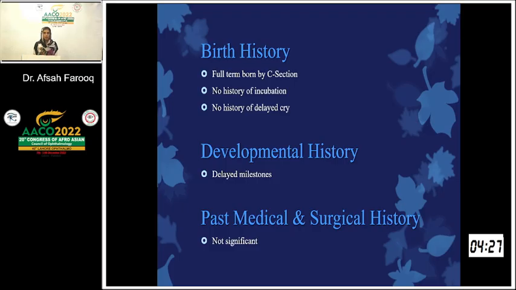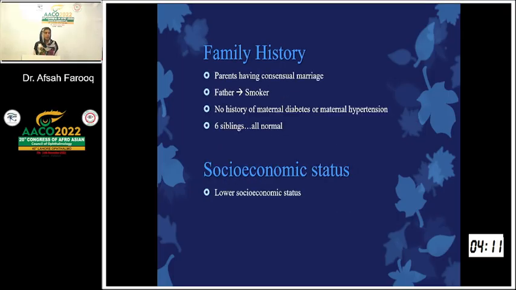There was no history of intubation or delayed cry, but he had a history of delayed developmental milestones. He started neck holding at the age of 6 months, he started walking at the age of 2 years, and even at the age of 3 years, he was not able to speak properly. His past medical and surgical history was not significant. His parents had a consanguineous marriage. His father was a smoker. There was no history of maternal diabetes or hypertension. All other siblings were normal.